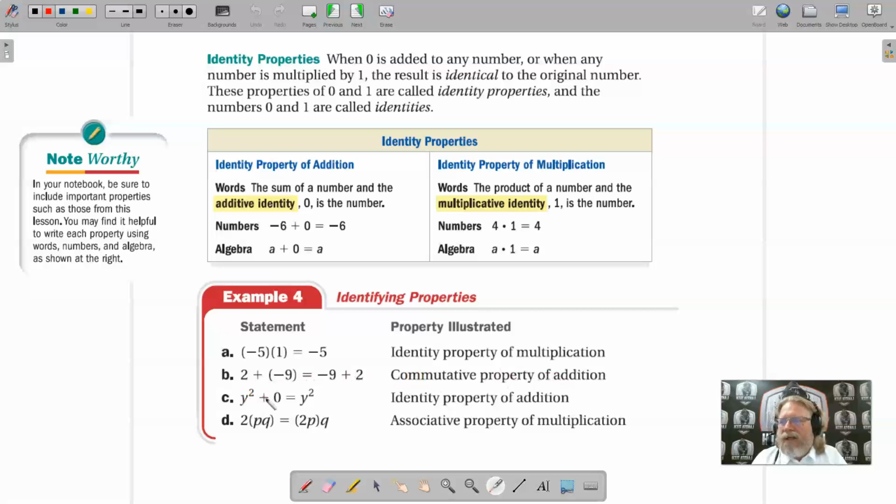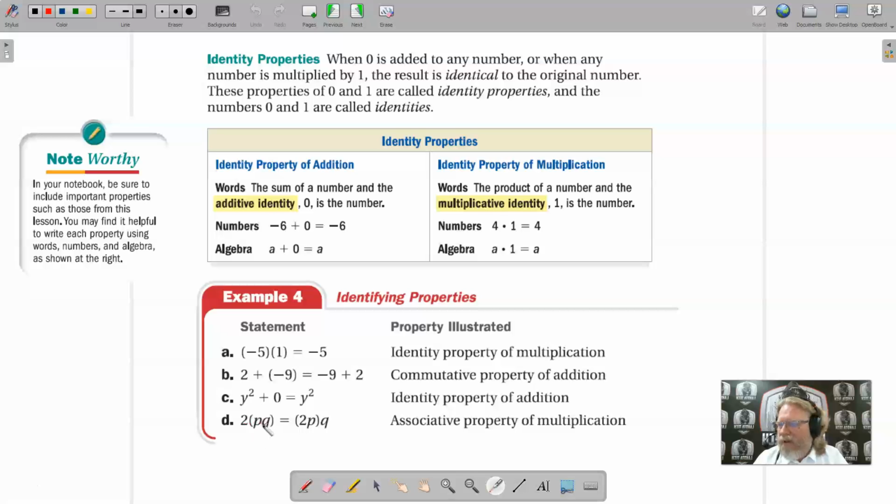Here we have y squared plus 0 equals y squared. Well, notice 0 is the identity element of addition, so this is the identity property of addition. Anything plus 0 is equal to itself. And then finally, let's look.